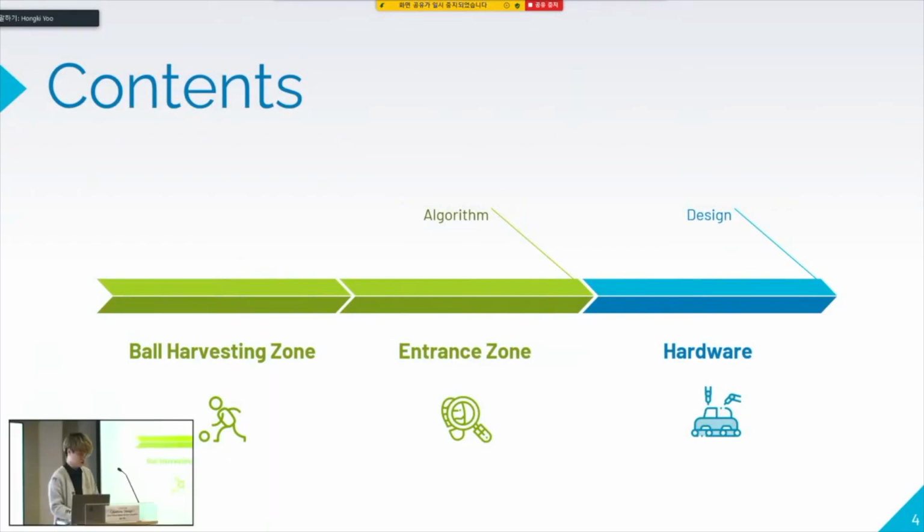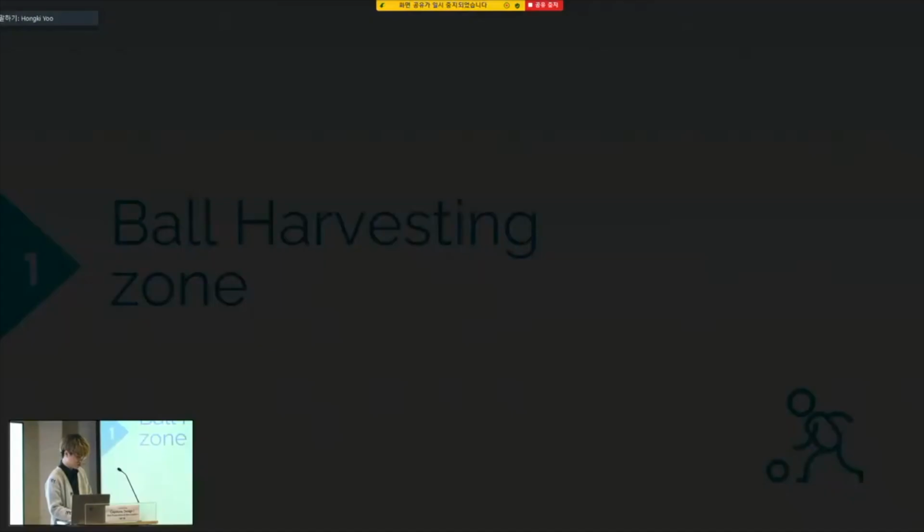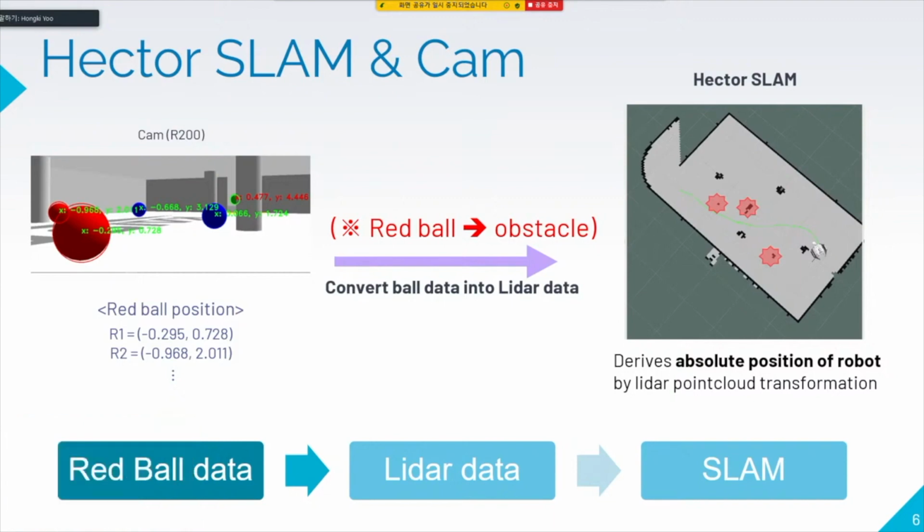I will be introducing the algorithm part first, from the entrance zone to the ball harvesting zone, and the hardware next. SLAM is short for simultaneous localization and mapping, which accepts LiDAR data to process mapping. This is the ball harvesting zone.